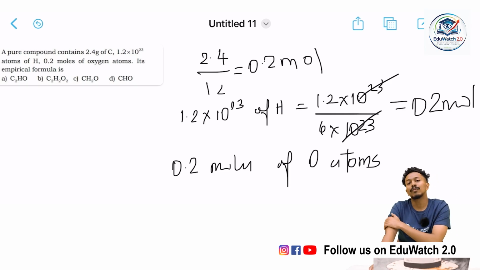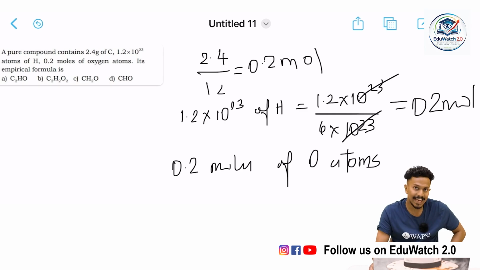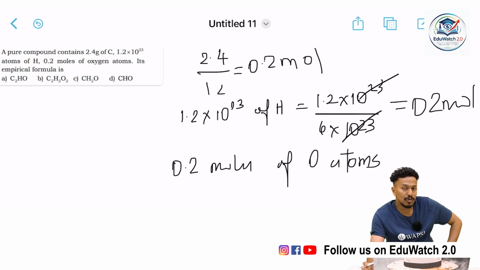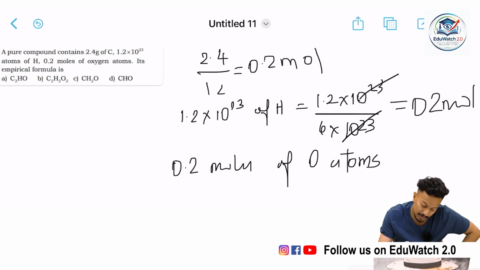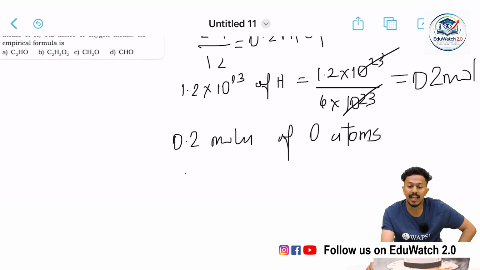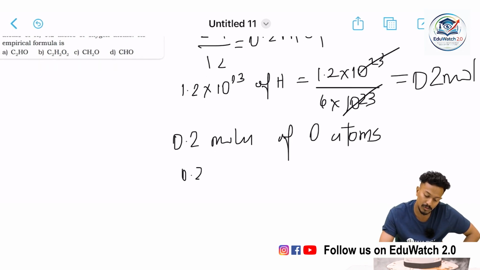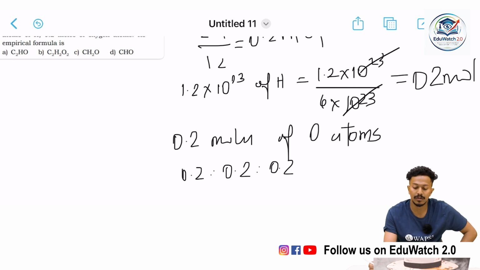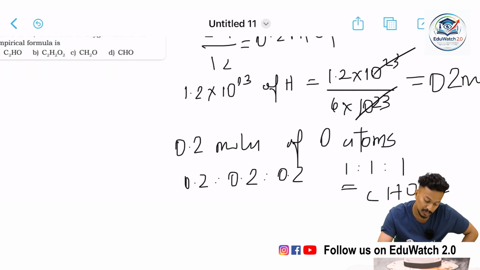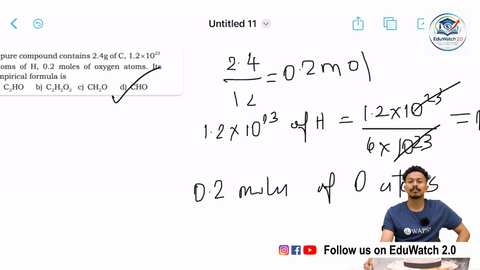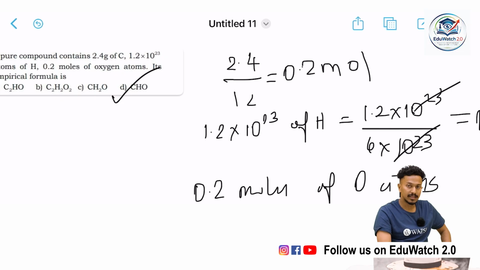Before finding the empirical formula, we have to find the ratio of moles of each of C, H and O. We have 0.2 moles of carbon, 0.2 moles of hydrogen and 0.2 moles of oxygen atoms. Its empirical formula would be CHO, since 0.2 moles of carbon equals 0.2 moles of hydrogen equals 0.2 moles of oxygen, which is a 1:1:1 ratio. The correct option is option D, CHO. The empirical formula of this compound is CHO.